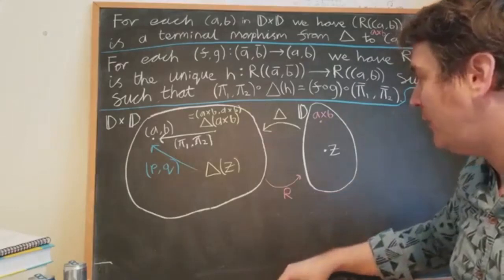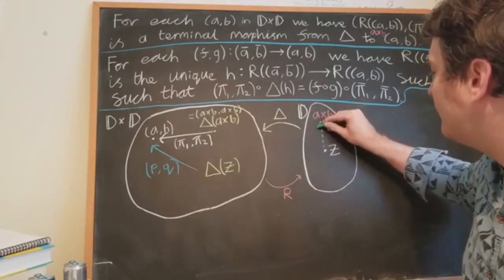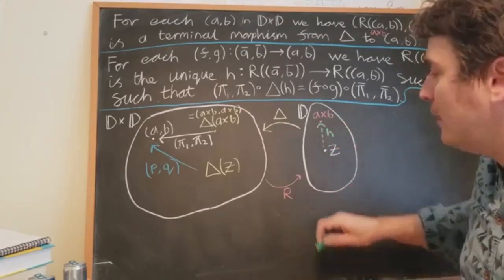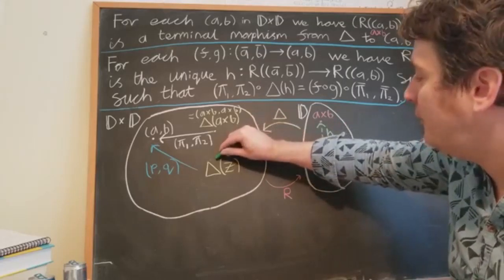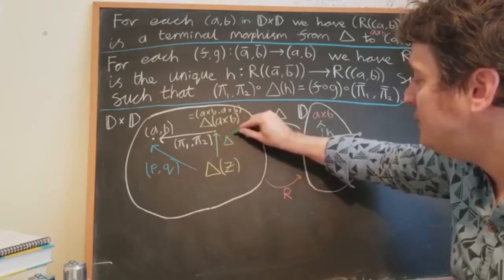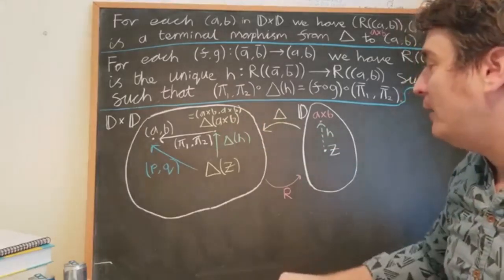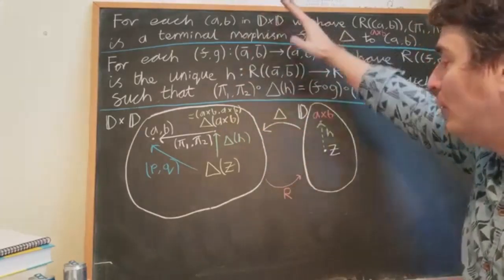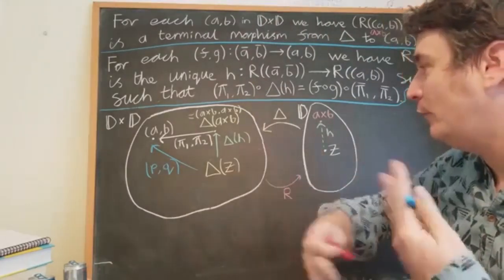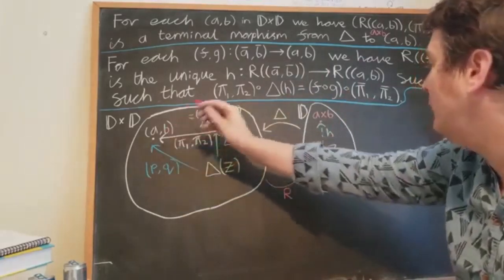So that means that there's going to be a unique arrow H, which has the property that delta of H makes this diagram commute. Okay, so that's just the definition of a terminal morphism. Now let's see what this actually means, and we'll see that this basically is giving us the definition of the categorical product of A and B.